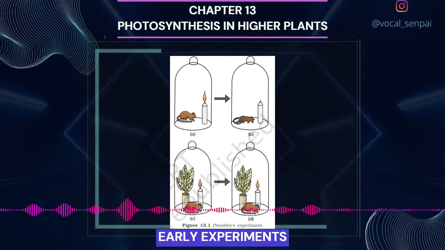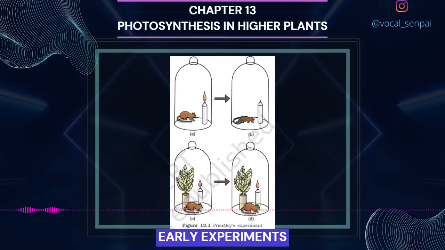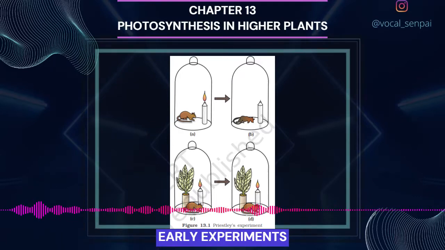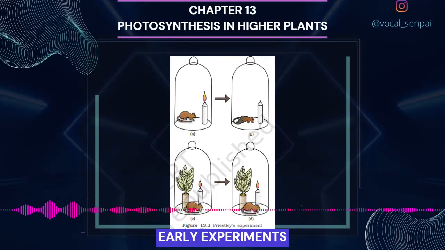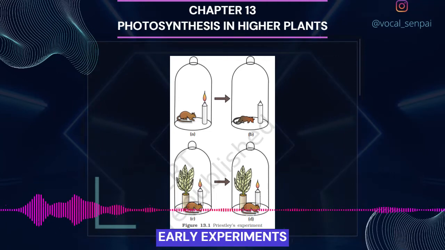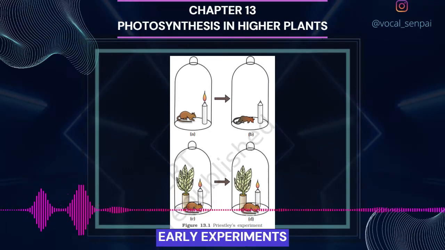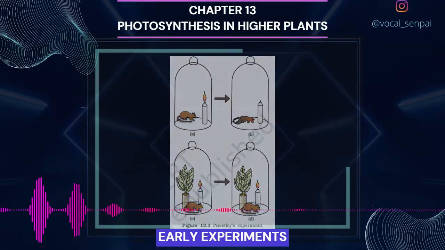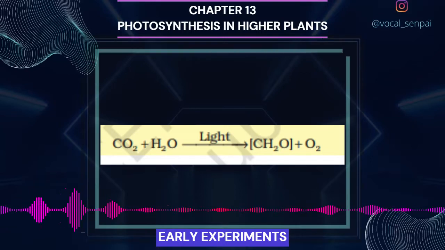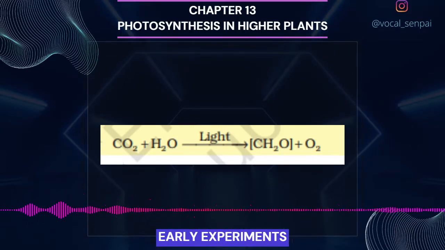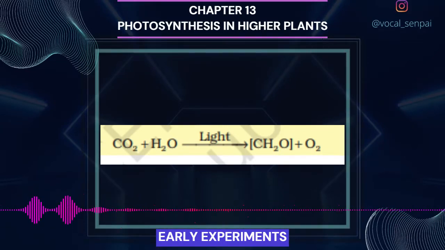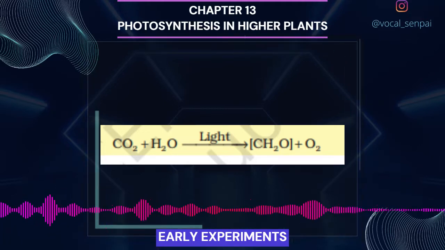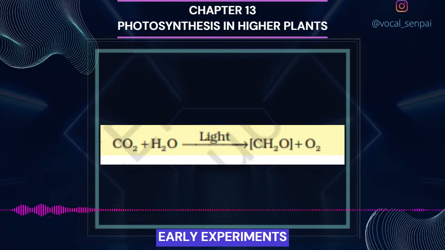Using a similar setup as the one used by Priestley, but by placing it once in the dark and once in the sunlight, Jan Ingenhousz, 1730 to 1799, showed that sunlight is essential to the plant process that somehow purifies the air fouled by burning candles or breathing animals. Ingenhousz, in an elegant experiment with an aquatic plant, showed that in bright sunlight, small bubbles were formed around the green parts while in the dark they did not. Later he identified these bubbles to be of oxygen.